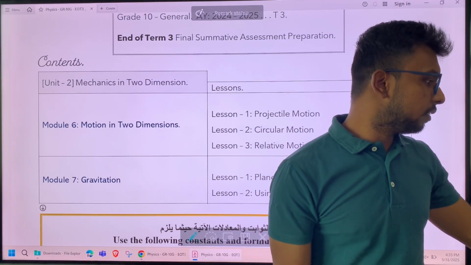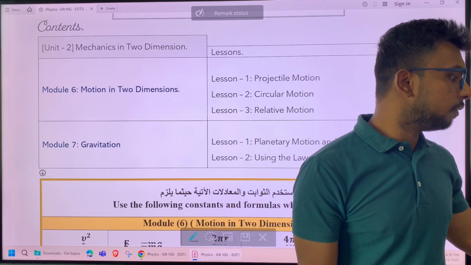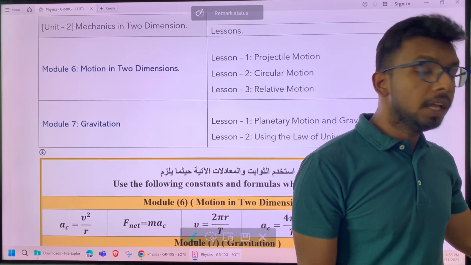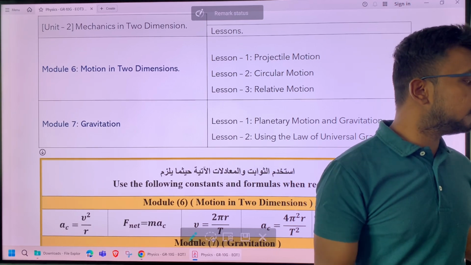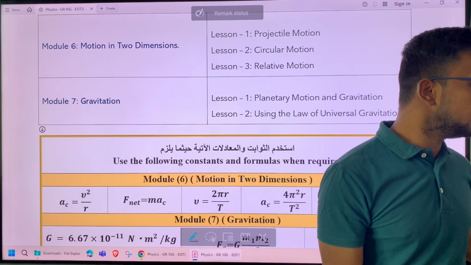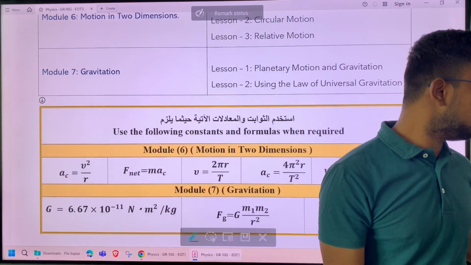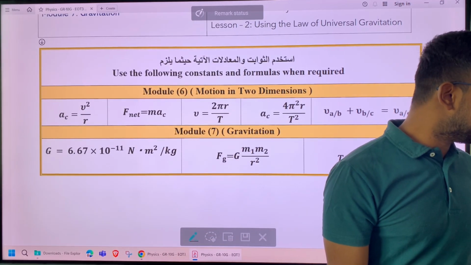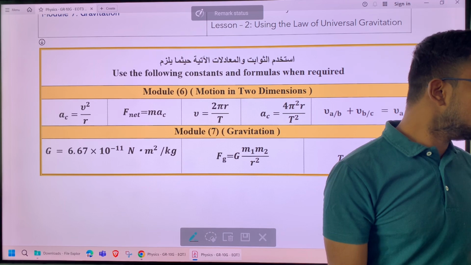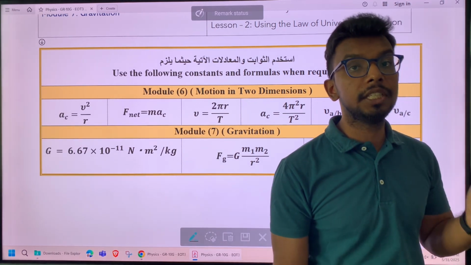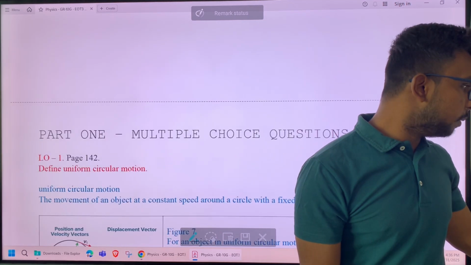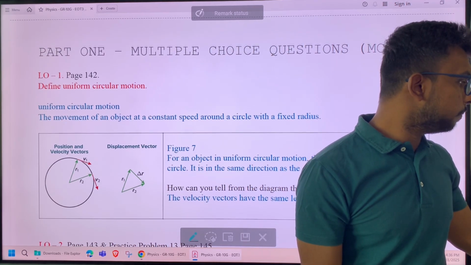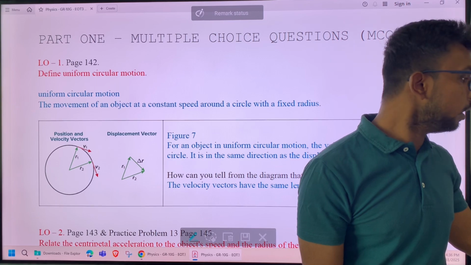Most of it is remote, like projectile motion and relative motion. They are in enrichment. We will be mostly focusing on circular motion, related to which is planetary motion and gravitation, and using the law of universal gravitation. Most of these are the equations which we will be using, but we'll learn how to use which equation and at what particular time. Mostly they will be given to you in the question paper as well.